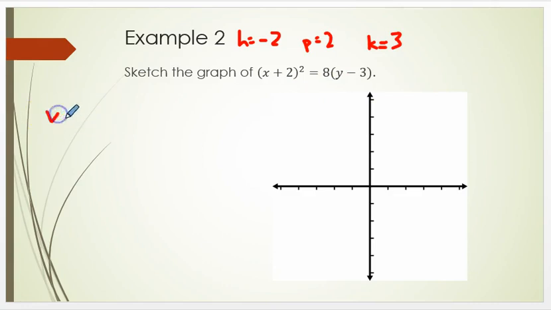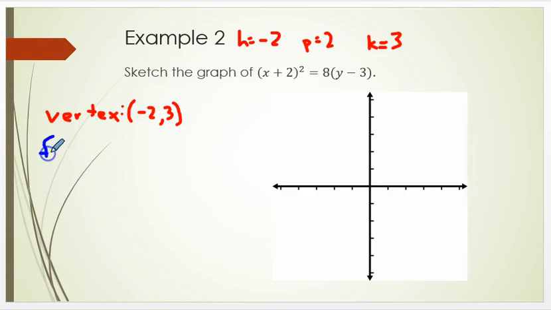So when I identify my vertex, the vertex is something that does not change, whether it's an x² or a y² parabola. So my h and k values are -2, 3. It's always h, k.